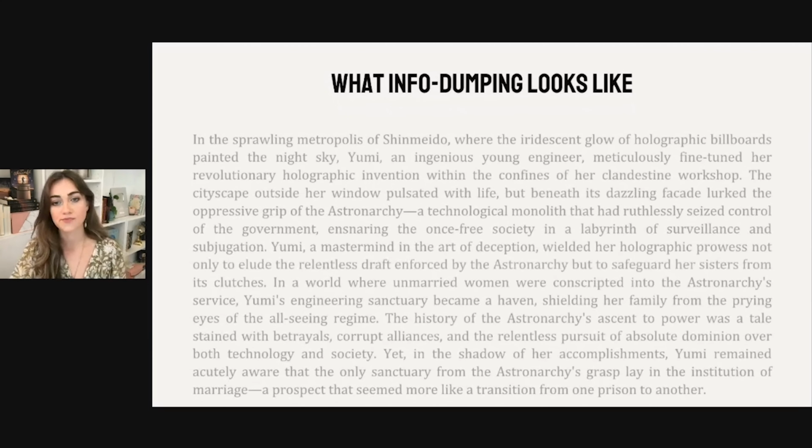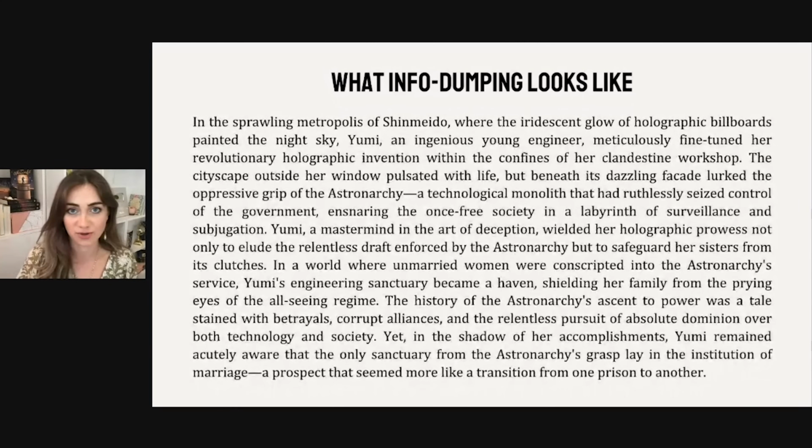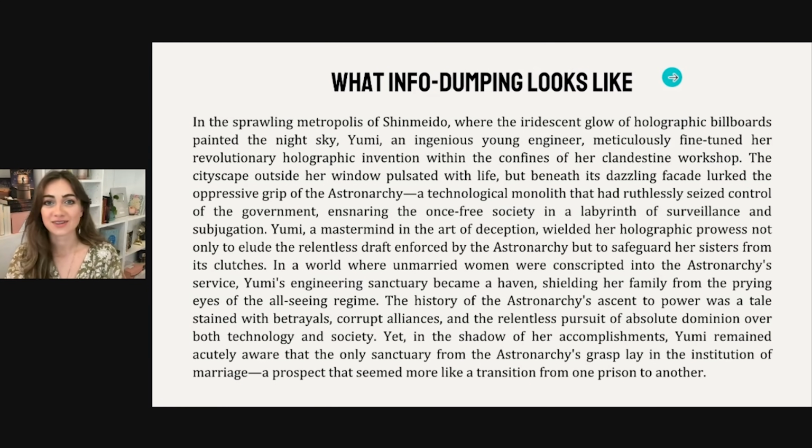Okay, so in case you don't know, I'm going to show you what info dumping looks like. We're going to use our story example here of our sci-fi story that we started developing. And if I were to write a paragraph, it's terrible, so brace yourself. That was info dumping everything I wanted to tell you. It might look something like this.